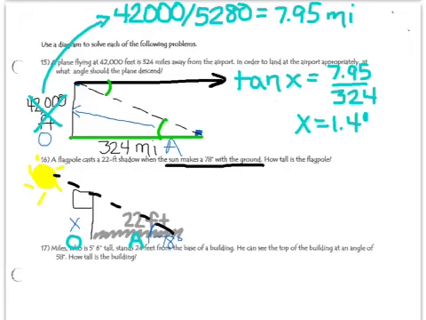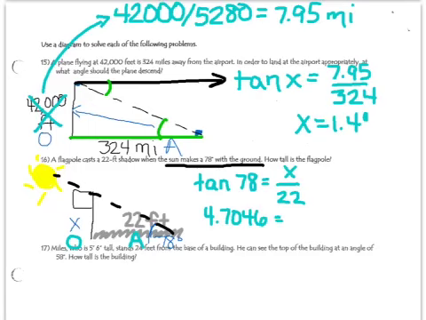So once again, just like the last problem, we're working with opposite and adjacent, which is tangent. So I'm going to say tan of 78 is equal to x over 22. I'm going to get tan of 78 from my calculator. I get 4.7046 equals x over 22. I'm going to put that over 1.